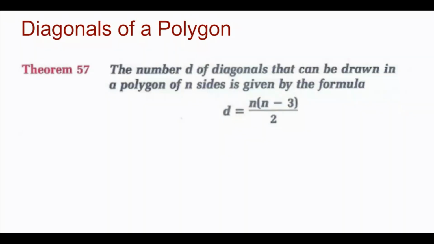Now looking at diagonals of a polygon. Again, a diagonal of a polygon is a line segment that is drawn from a vertex to another non-adjacent vertex. Theorem 57 states the number d of diagonals that can be drawn in a polygon of n sides is given by the formula: number of diagonals is equal to n times (n minus 3) divided by 2.